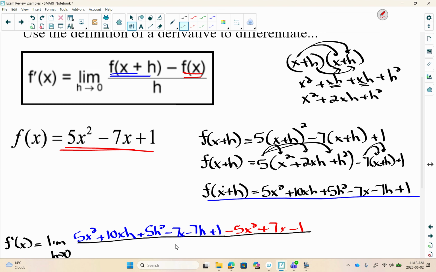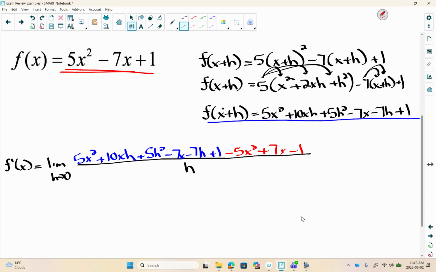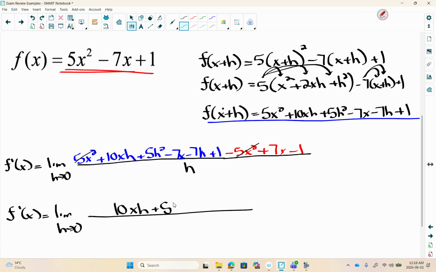What's it all over? H. Group your like terms. 5x squared minus 5x squared, they're gone. I have 10xh plus 5h squared. The negative 7x plus 7x, they're gone. The negative 7h can't go. The plus 1 minus 1, they're gone.